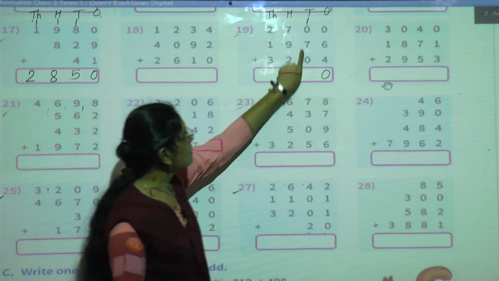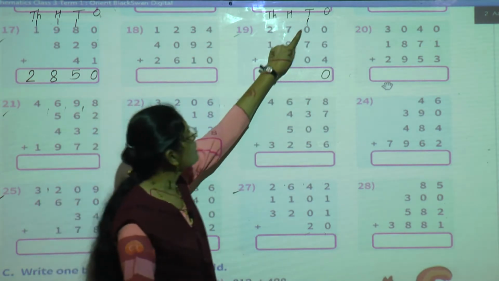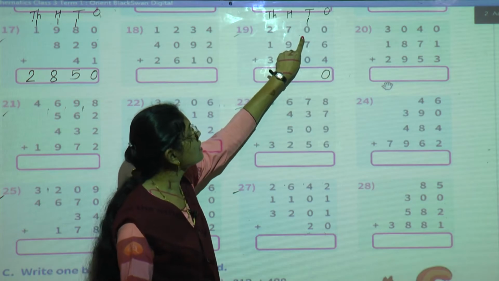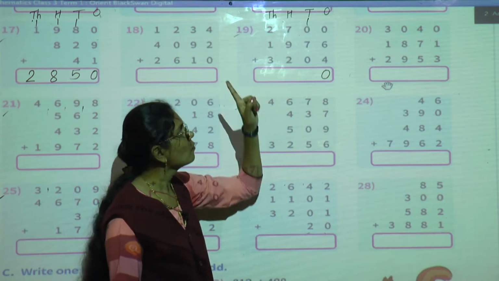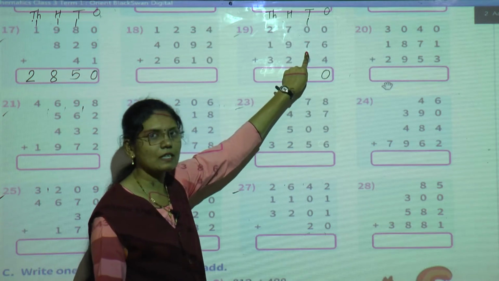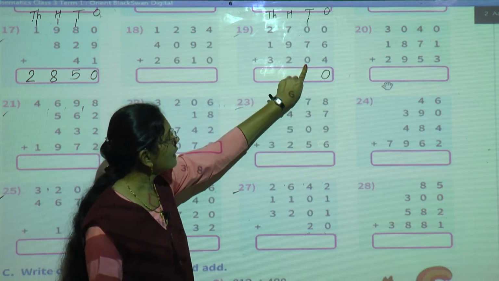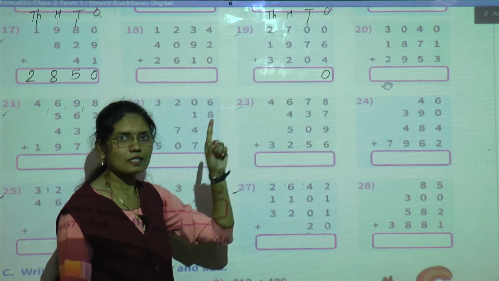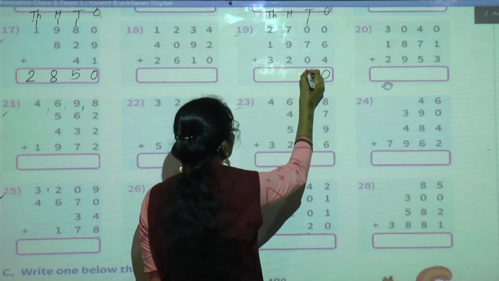Now see the tens place digit. At tens place here 1 is there and here 0 is there. So 1 plus 0, 1. Then 1 plus 7, do the addition. 1 plus 7, 8. And again 8 plus 0. 8 plus 0, 8. So we will write here 8 only.